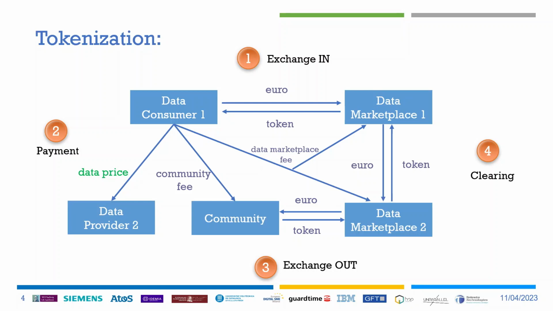In the payment phase, as we saw on a previous slide, the data consumer pays the data price in fiat money and the fee in tokens to data marketplaces and to the community wallet. The community service, through a marketplace regulated governance mechanism, distributes fees to code maintainers and developers for the long-term sustainability of the system. The community members that receive tokens will be able to ask fiat money for the token balance from any of the network data marketplaces in the exchange out phase.